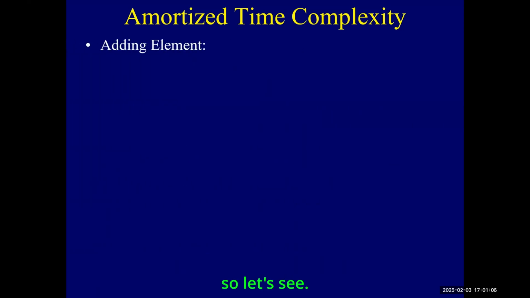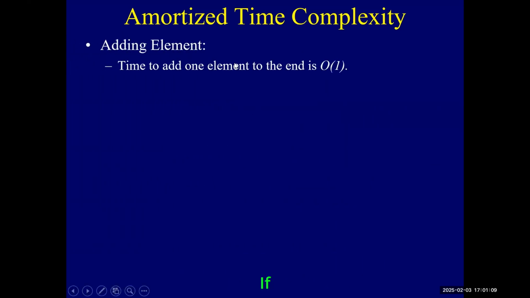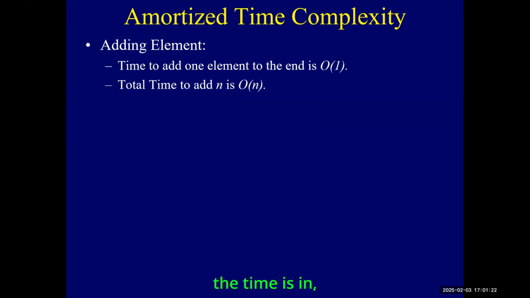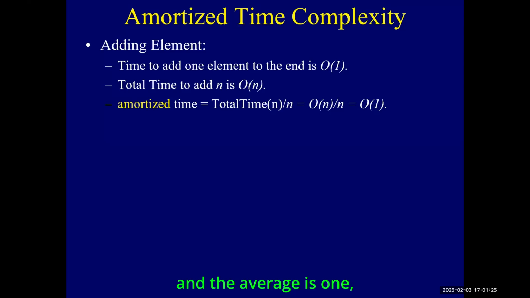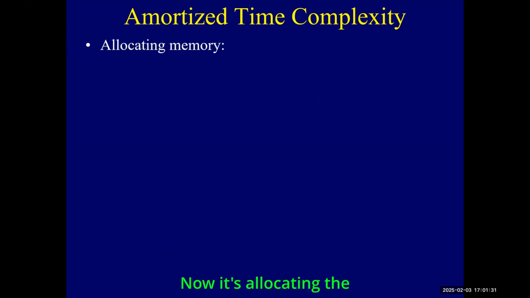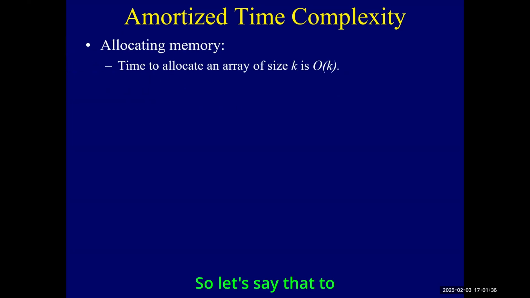All right. So let's see. If we add an element to the end, it just takes constant time. That's no problem. So if we do that n times, the time is n, and the average is 1. Everybody agree? That was easy. Now it's allocating the new memory that kills us. So let's say that to allocate an array of size k takes k time, partly because you're copying things.